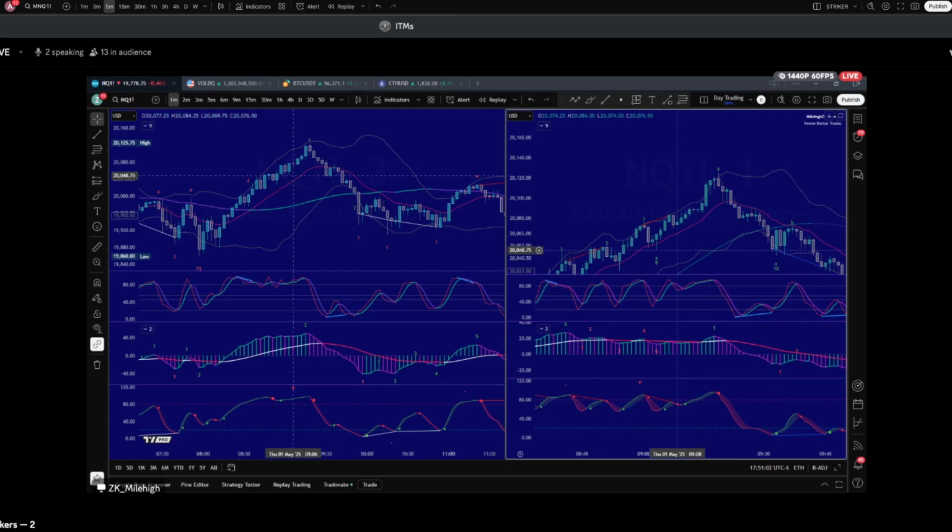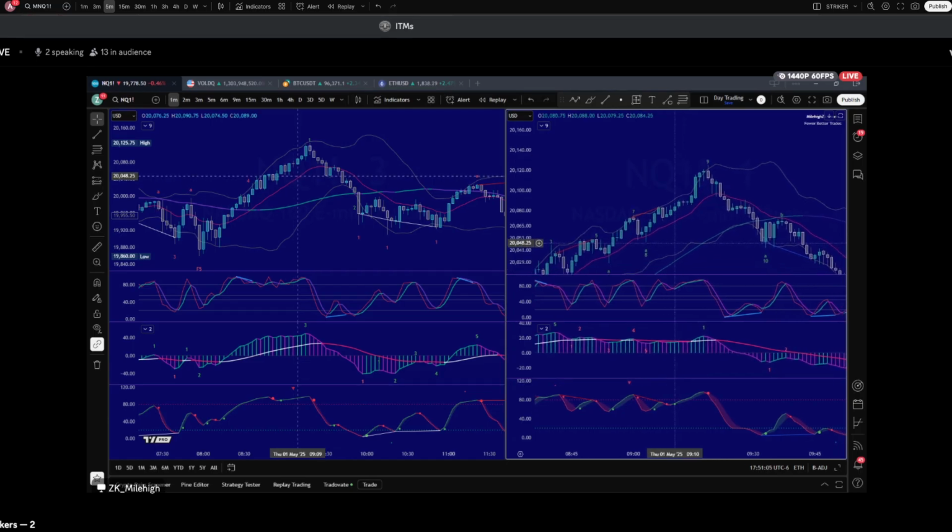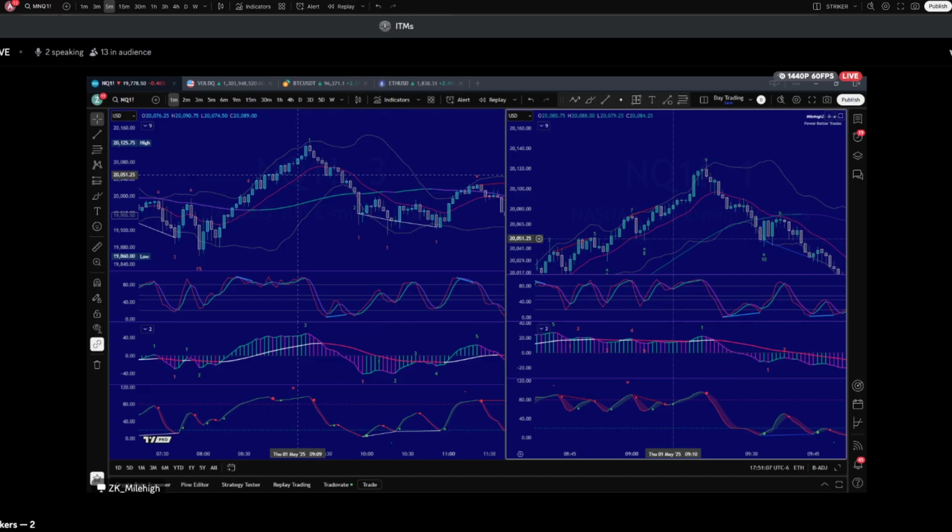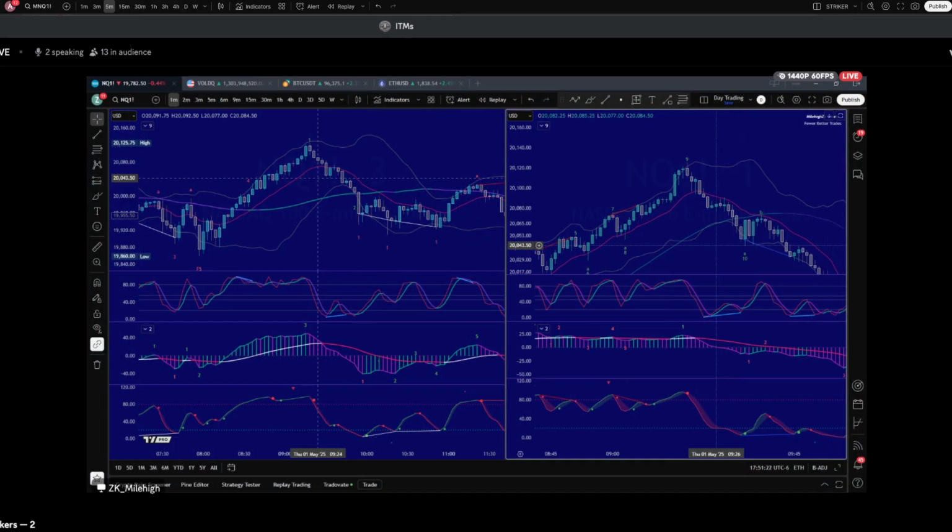But where the real power comes in with stochastics is if you have concurrent cycle lows or highs on either a 3 or a 5 minute stochastic. So I know Asher typically has a 5 minute stochastics pulled up. If you can get a concurrent cycle high and low on the 3 and the 5, that's usually a good spot to enter.